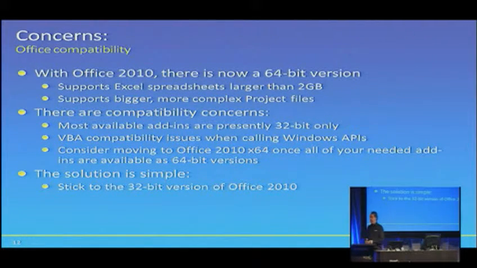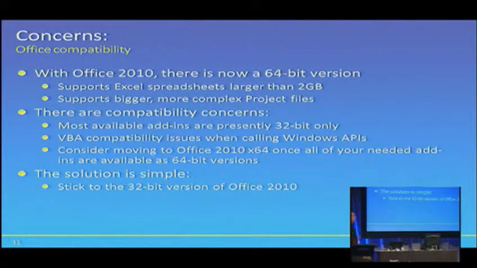So let's shift then to talking about Office 2010. Prior to Office 2010, you didn't have a choice. There was a 32-bit version of Office, and that was it. When Office 2010 shipped, guess what? There's now a 64-bit version of Office, and with that, you can do silly things like open an Excel spreadsheet that's larger than 2 gig. How many of you have ever tried to open a 2 gig spreadsheet? My God, what kind of spreadsheet is that?